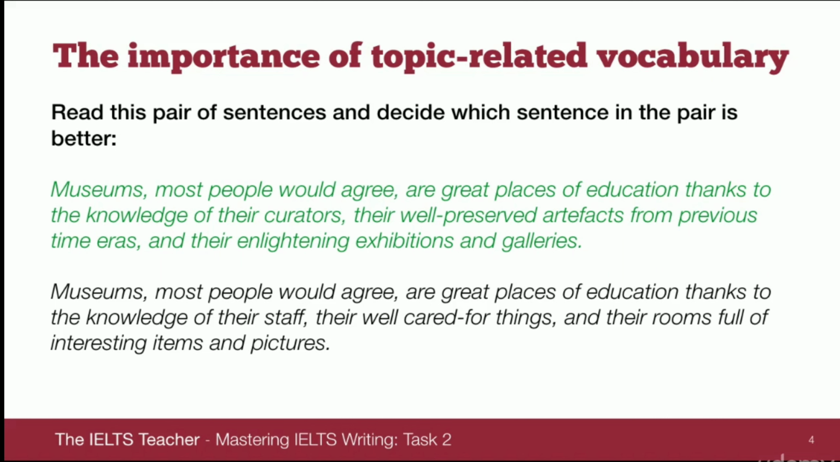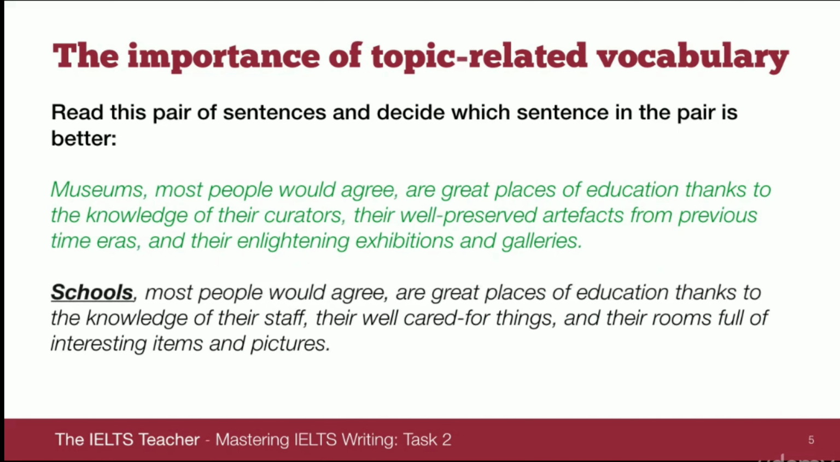Why does the first option make more sense? Why is it more accurate? Why does it meet the band descriptor requirements more directly? Well, just have a look at this. If I change the word museums for schools, the sentence still makes sense. Schools are great places of education, thanks to the knowledge of their staff, their well cared for things, and their rooms full of interesting items and pictures.